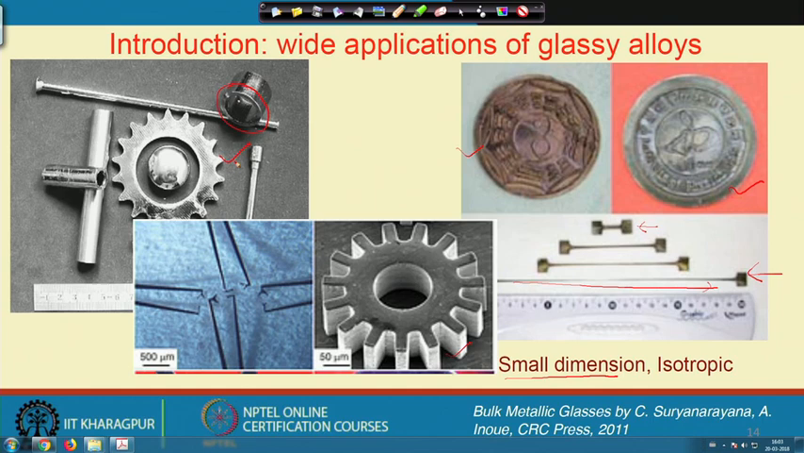And so, it basically says that these alloys may replace some of the conventionally used alloys, and there is a large prospect for these advanced alloys or metastable alloys.